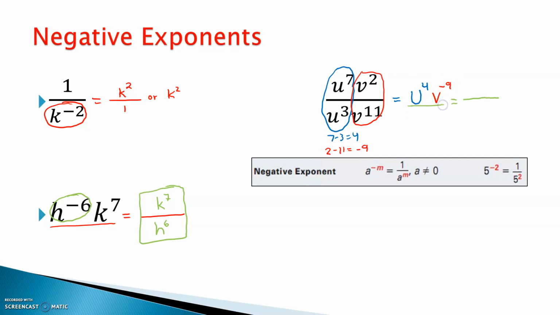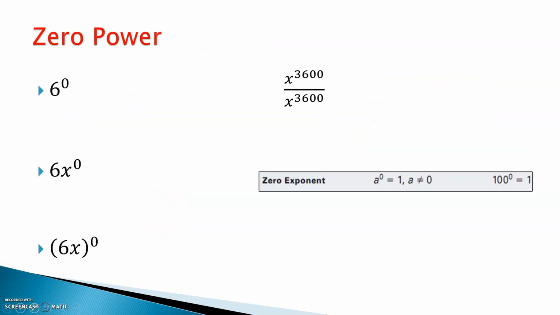Right now, both of those are sitting up top. Do I have to move u to the 4th? No, that guy's going to stay up top. No need to move it. But v to the negative 9 gets kicked down to the bottom, and it turns into a positive. All right, guys. Last one here, 0 power. Okay, take a second, pause the video, try them out. When you're ready to go, hit play.